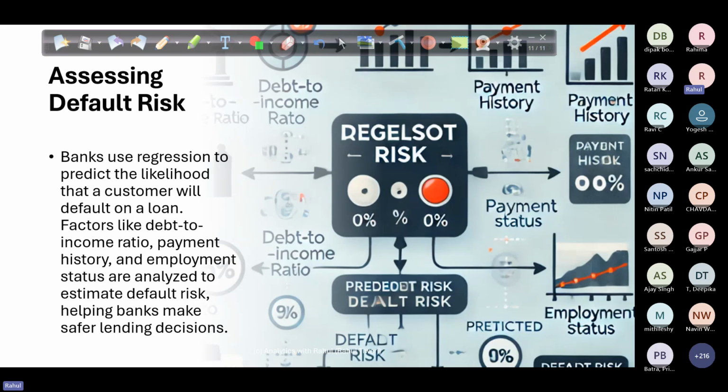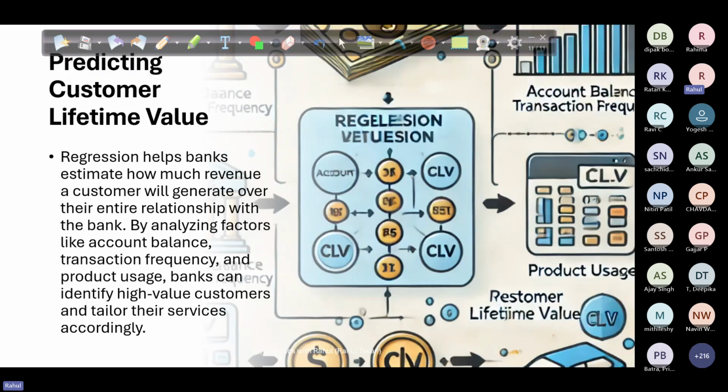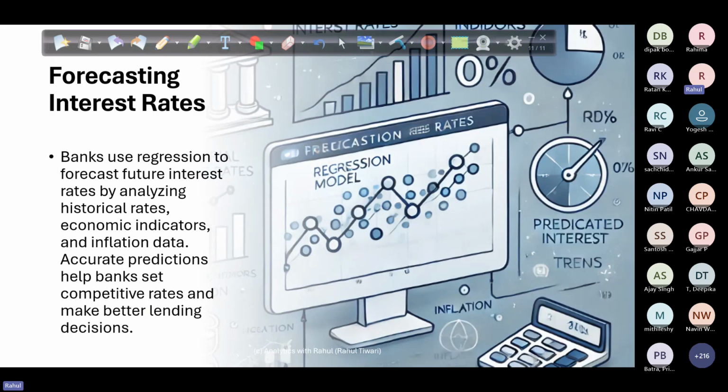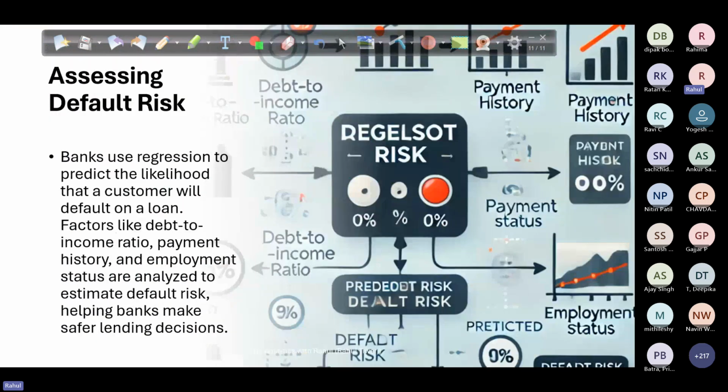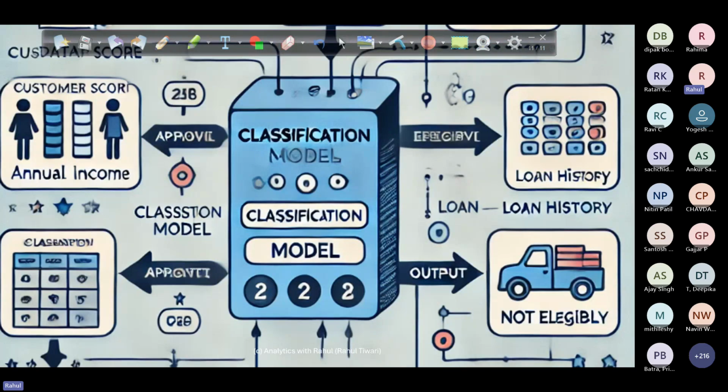What is the total risk amount? What is the customer lifetime value? What is the interest rate? What is the credit card spending? And what are the loan amounts? All are what we are predicting, a real valued number.